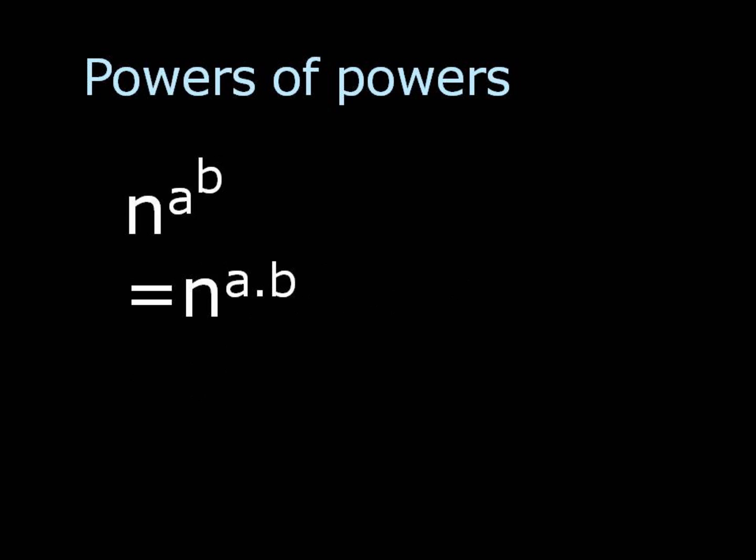So in general, n to the power of a to the power of b is going to be equal to n to the power of a times b. That's really following from the law of exponents.